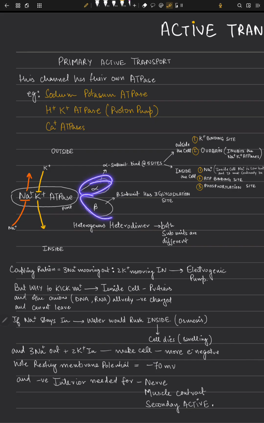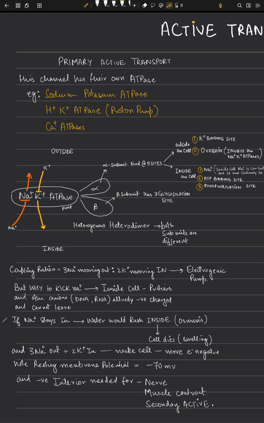So alpha subunit, beta subunit. It has two subunits, and both of these are different subunits. So we call this a heterodimer because both of the subunits are different. The alpha subunit has 5 binding sites, and the beta subunit has 3 glycosylation sites. Glycosylation means it's connecting to sugar at 3 sites, and the alpha subunit is connecting to 5 sites.